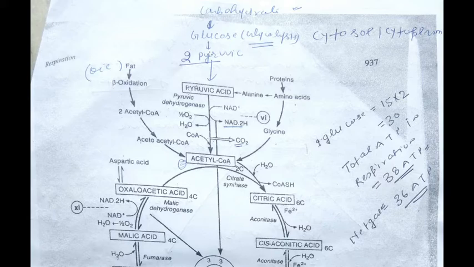But pyruvic acid cannot enter the mitochondria because pyruvic acid is impermeable to the inner membrane of the mitochondria. So pyruvic acid is converted into acetyl coenzyme A. This acetyl coenzyme A enters the mitochondria where the Krebs cycle happens. So here we are going to discuss the Krebs cycle. How many ATP are produced through the Krebs cycle?